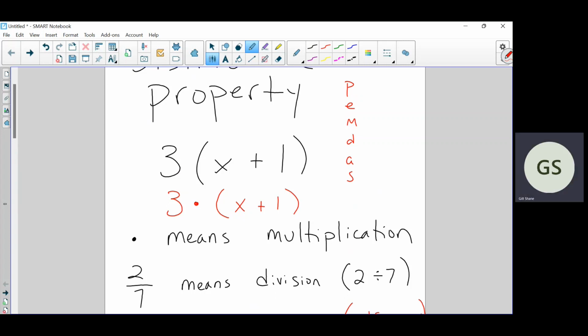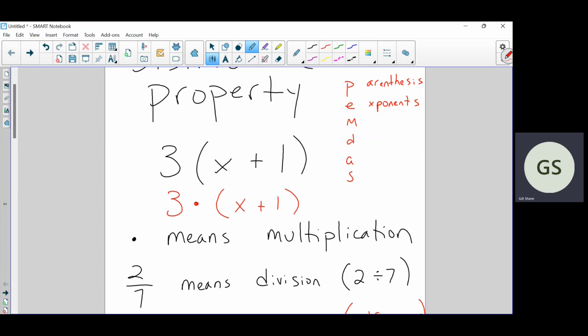So the first one stands for parentheses. You can either spell parentheses out, or you can just write the symbol. So these are parentheses. The next one is exponents. This is the order that you solve a math problem in, always, no exceptions. So next you look for exponents.